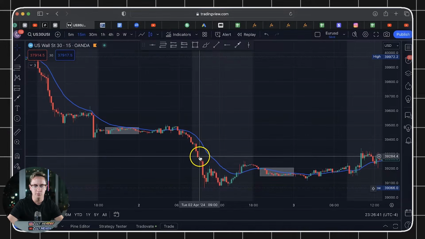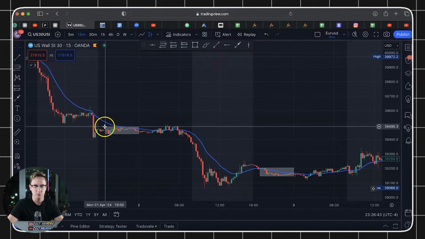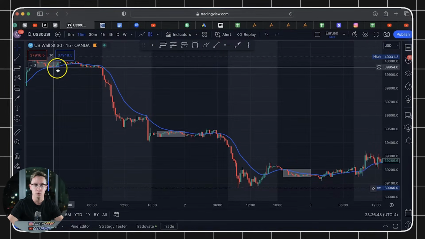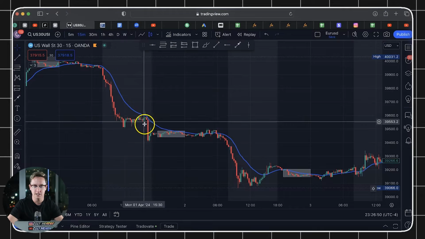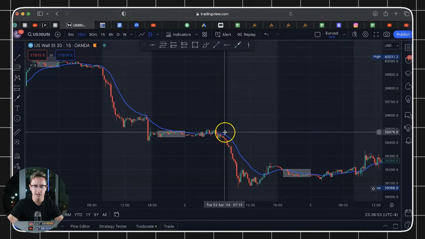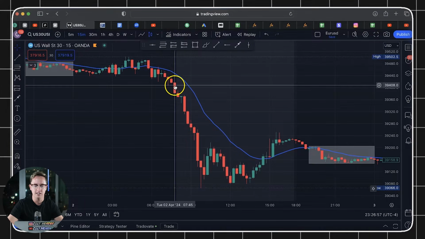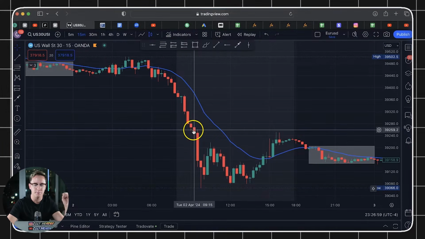Here is a really, really nice example right here. We saw the Asia session, and look at the previous day. Both of these days were really nice. Previous day pushed down, consolidated from the Asia into London, and then right at the New York open, look at how price just continued to drop perfectly.